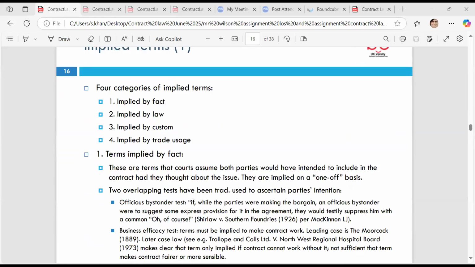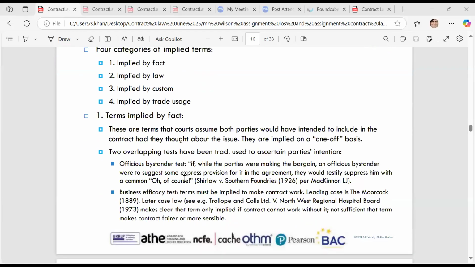Implied terms, we have four categories that they fall in: implied by fact, implied by law, implied by custom, and implied by trade uses. So the first one is implied by fact, and this is where the terms are specific to a particular contract and are implied based on the presumed intention of the parties to make the contract workable. So a court might imply a term if it's so obvious it would have been included had the parties thought about it, or if it's necessary to give business efficiency to the contract.